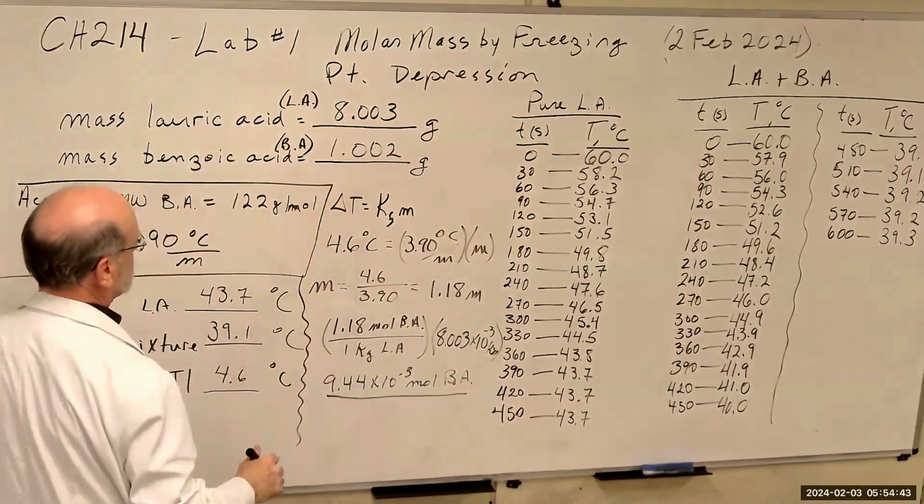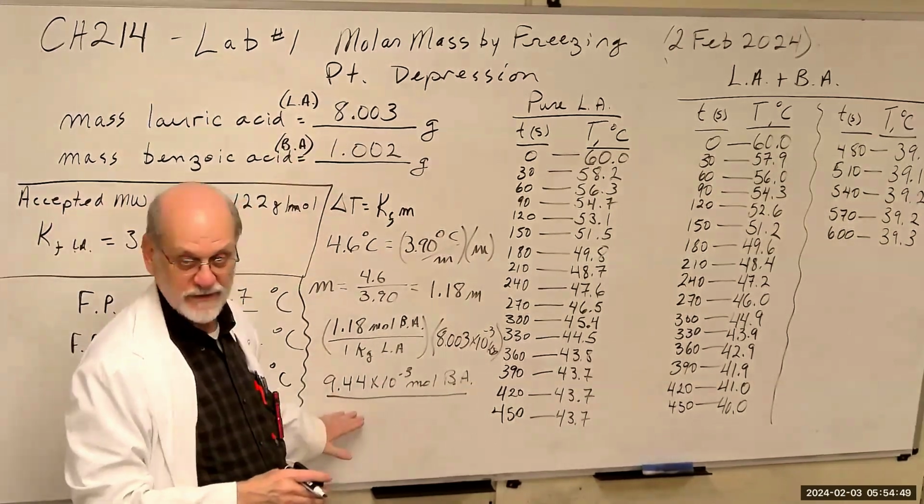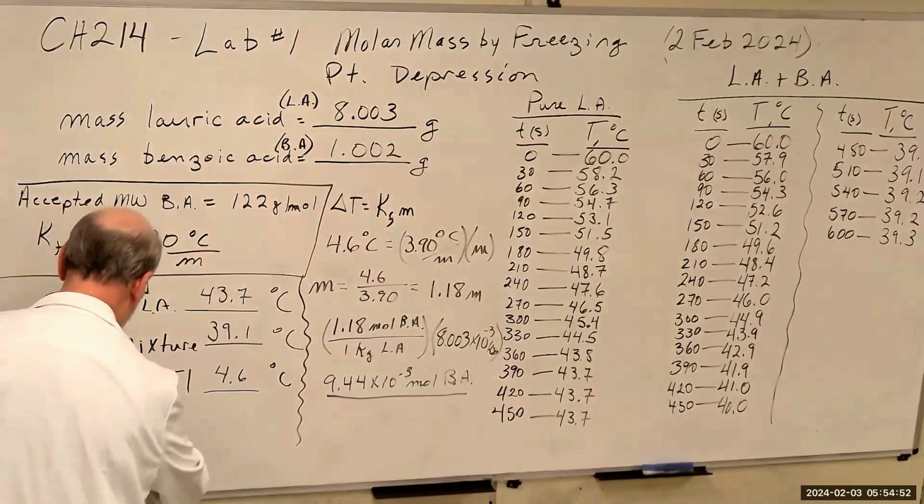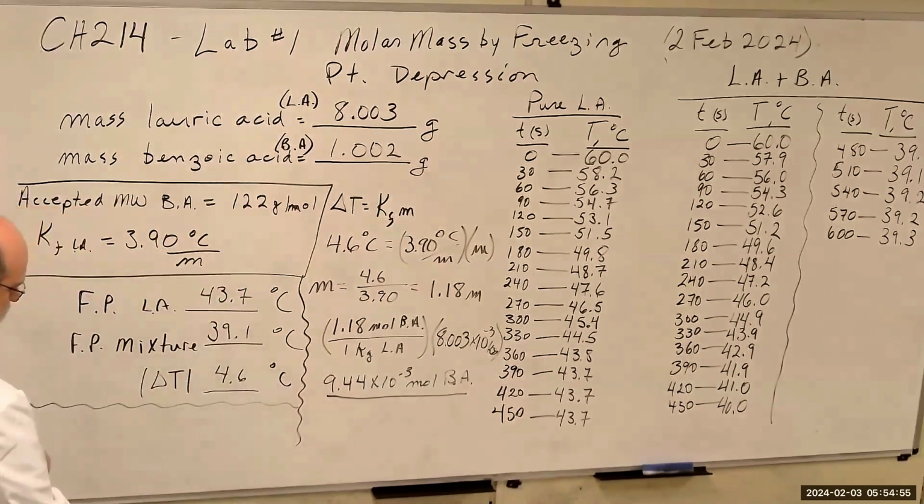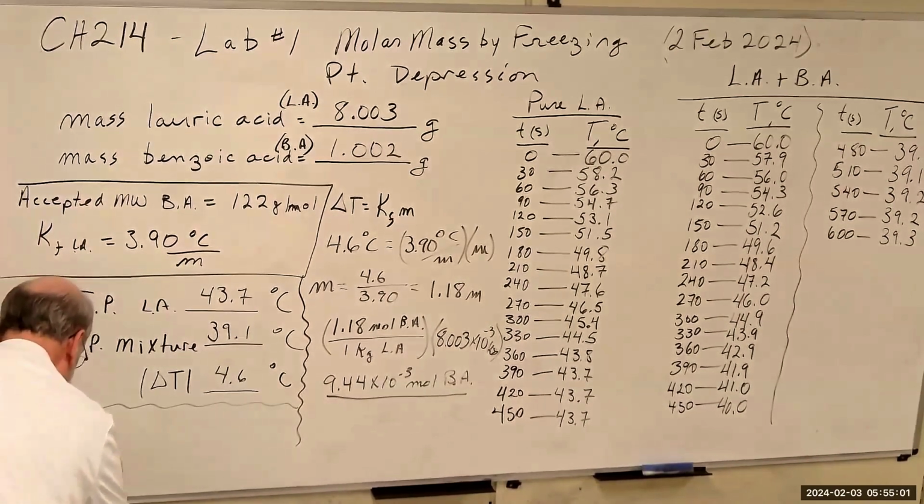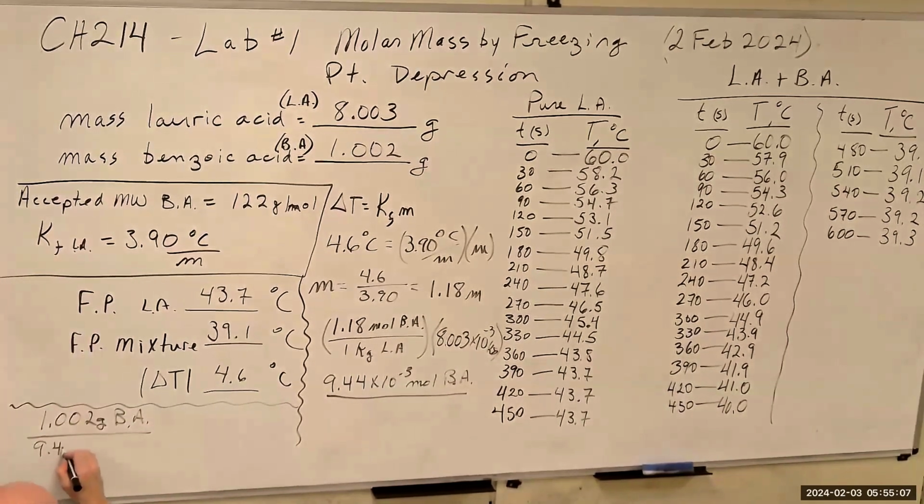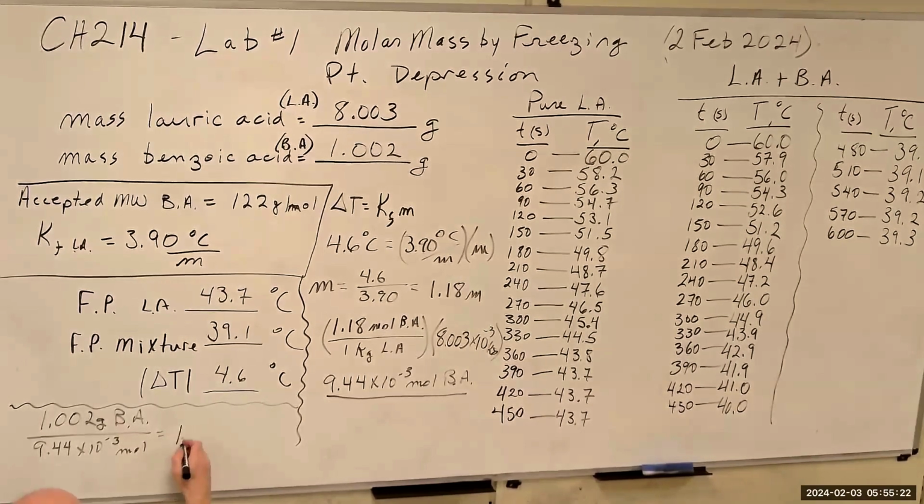And there's the mass. So molar mass is mass per moles, right? So down here we can do the calculated molar mass is 1.002 grams benzoic acid per 9.44 times 10 to the minus 3 moles. This is the calculated molar mass. And I get 106. See if that checks out.